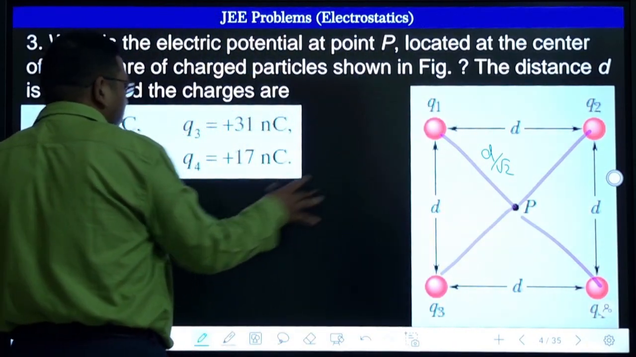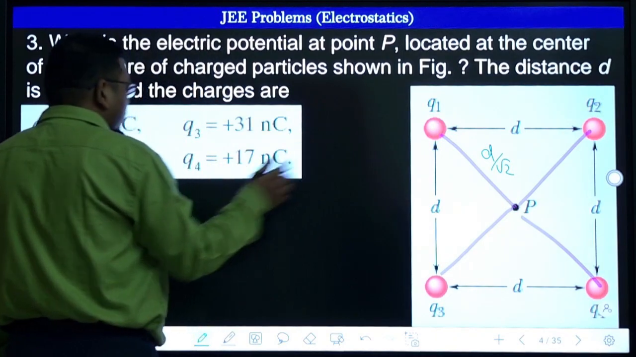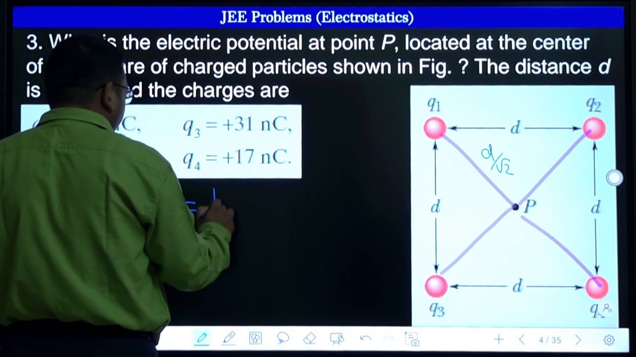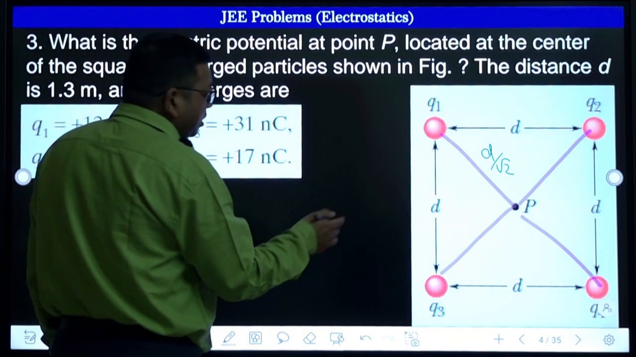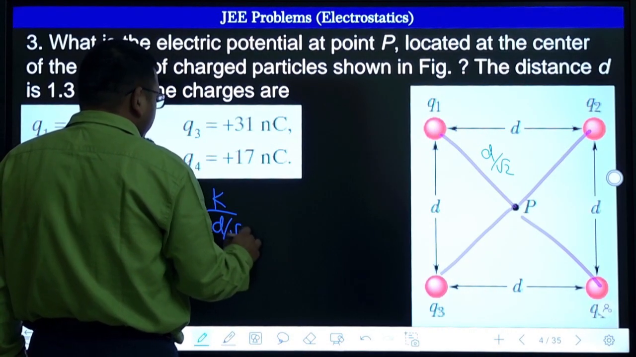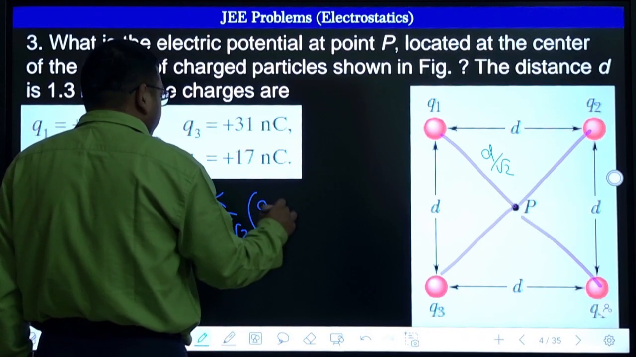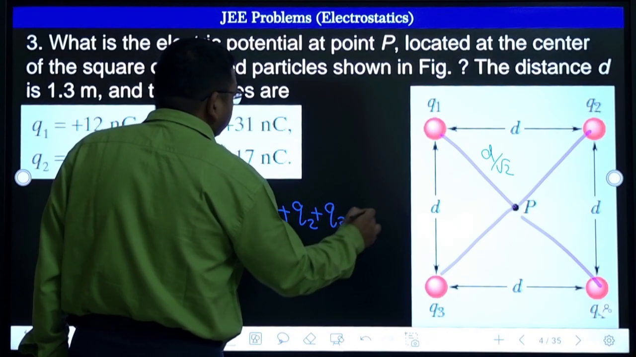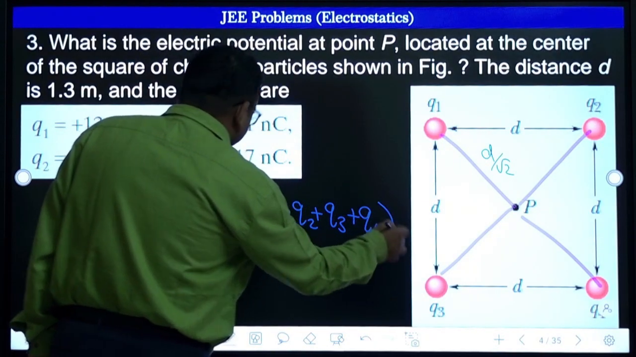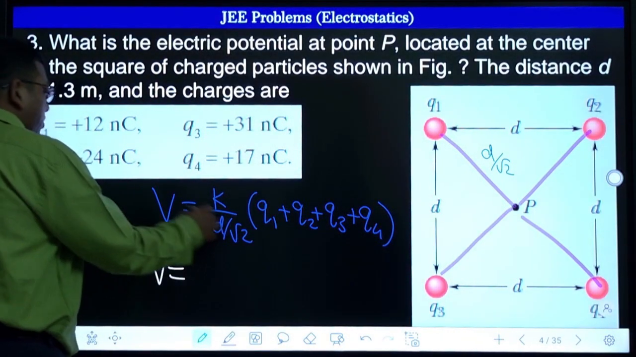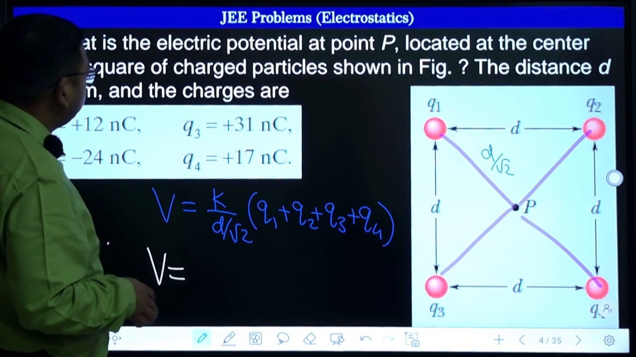So we know that. Now let us calculate the potential. For all these charges we need to consider the potential. So k q1 by distance. So k by d by root 2 we will take out. So basically you have to add the charges q1 plus q2 plus q3 plus q4. Just add them and quickly solve it. So such a simple question. If you want, now you can substitute the values.